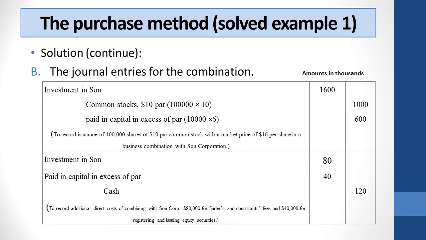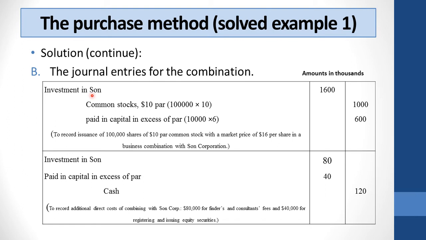For required B, we need to make journal entries. I'm going to make two journal entries. One, to record the issuance of the 100,000 shares that POP issued to the shareholders of Sun, and another journal entry to record the additional direct out-of-pocket costs. Okay, let's start with the first entry.